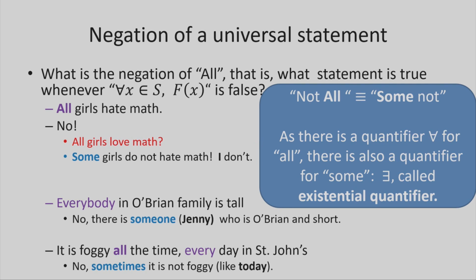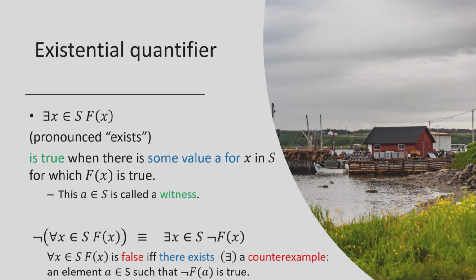And now we actually have a symbol for that some, and it's called the existential quantifier. So just to reiterate, so far we talked about universal statements. For everything, for everybody, something is true. Now we want to take the opposite of it. We want to take a negation. And for that we need a new symbol. And that symbol will stand for some.